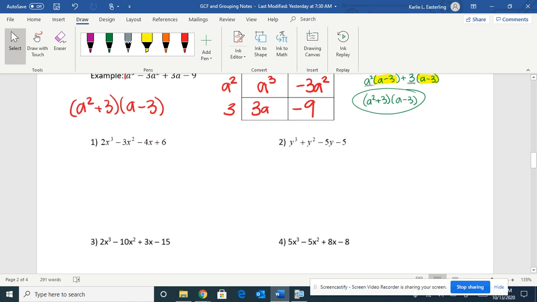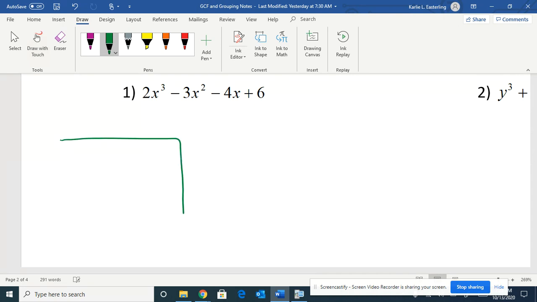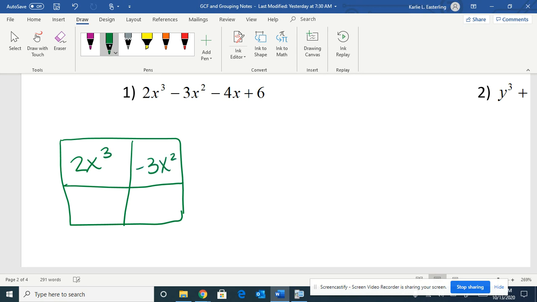So for number 1, I'm going to do both ways. I'm going to kind of zoom in again. The first way that we're going to show you is that box way. This is where you have to be very careful, and it's because of the negatives in this problem. So we're looking at 2x cubed minus 3x squared minus 4x plus 6.